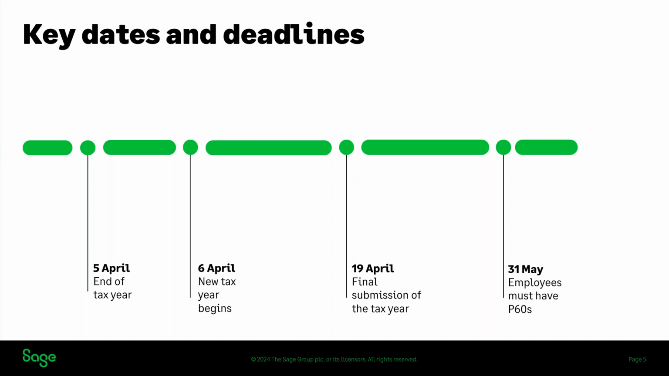Then we've got the 19th of April. This is your deadline for the final submission of the tax year, and this is the employer payment summary, or EPS, within the year-end tab in Sage Payroll. And then lastly, we've got the 31st of May. By this date, your employees should have received their P60s.